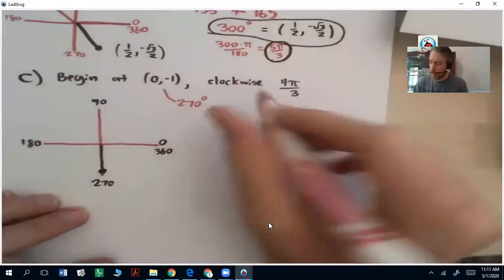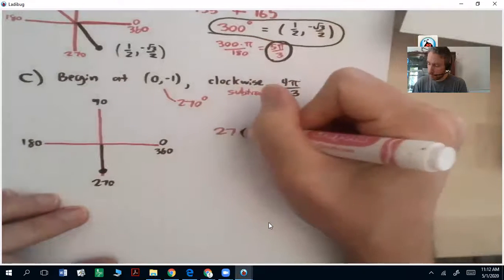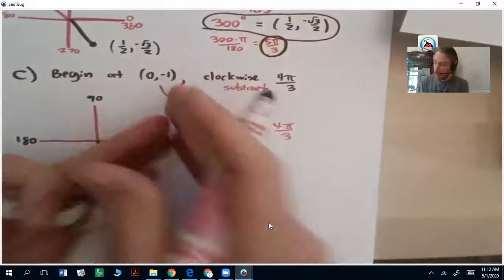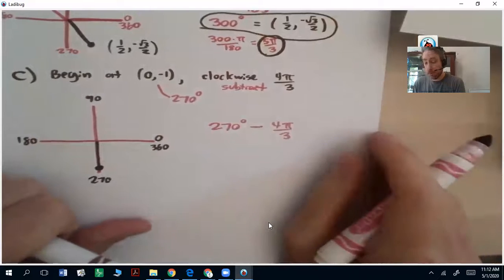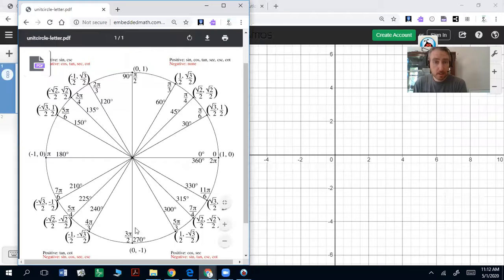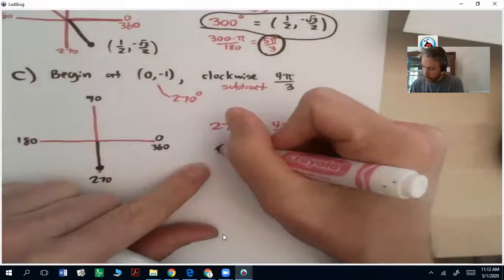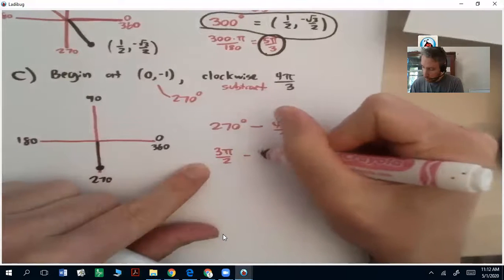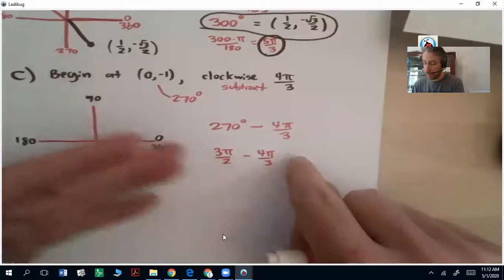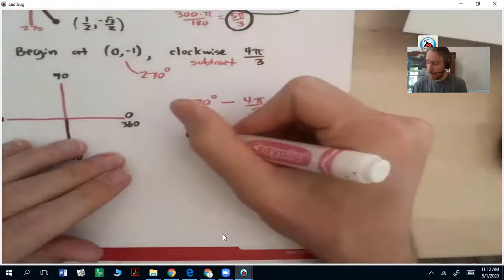We want to go clockwise. Remember, clockwise is subtract. But we can't subtract a radian from a degree, so we'd have to convert one or the other. That's really up to you. If you want to go to your unit circle and say that is 3 pi over 2, or convert that to a radian, that's fine. But the problem is that we still have to convert those fractions. 3 pi over 2 and 4 pi over 3 do not have common denominators. So usually what I do in this problem is I'll convert this to a degree and deal with that first.